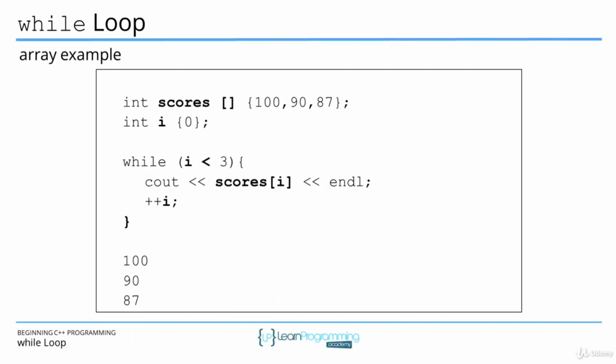In this example, we're using a while loop to iterate over an array. The array is named scores, and it's an array of 3 integers. We set the integer I to 0 since array indexes begin at 0, and we loop while I is less than 3 as we've done in other array code. In the loop body, we display scores sub I, then increment I. When I becomes 3, the condition fails and the loop terminates.